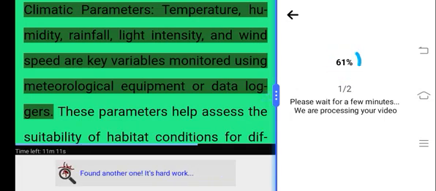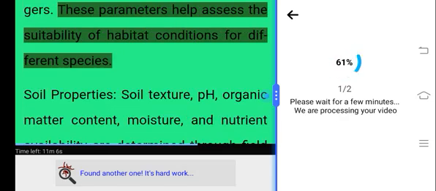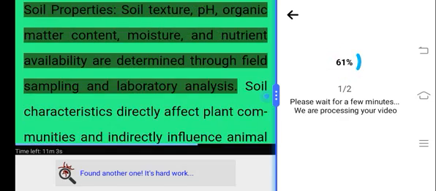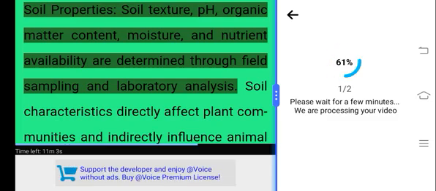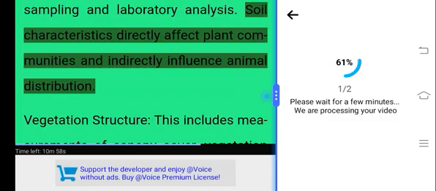Climatic parameters: temperature, humidity, rainfall, light intensity, and wind speed are key variables monitored using meteorological equipment or data loggers. These parameters help assess the suitability of habitat conditions for different species. Soil properties: soil texture, pH, organic matter content, moisture, and nutrient availability are determined through field sampling and laboratory analysis. Soil characteristics directly affect plant communities and indirectly influence animal distribution.